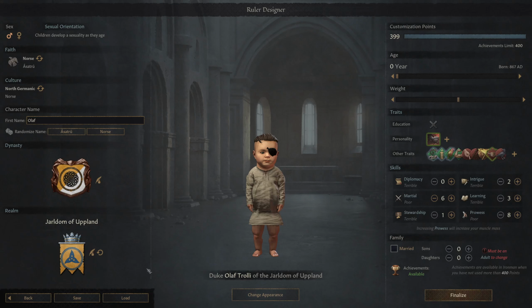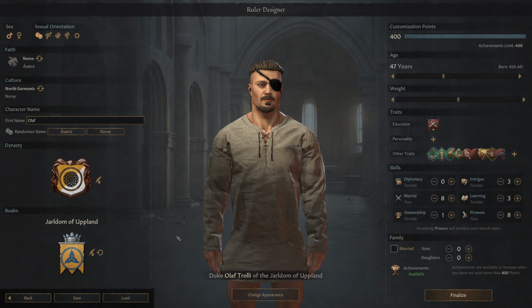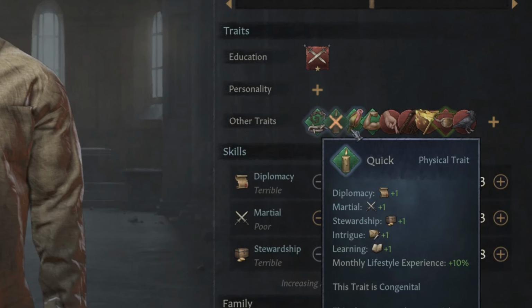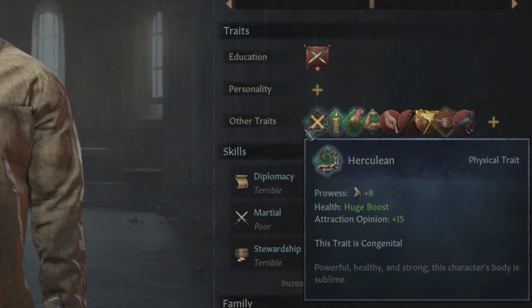For this build, I like to play as either a baby, a 47-year-old, or a 70-year-old. To start the genetics program, we go with the 3 level traits: Herculean, Quick, and Comely. I spend the extra points for Herculean because I like to live as long as possible.